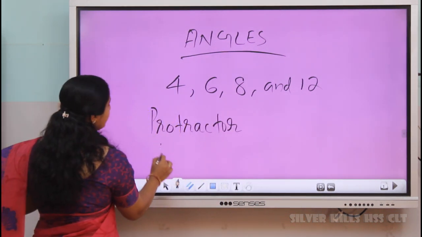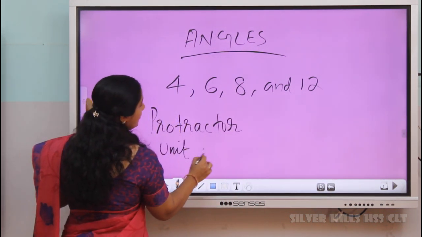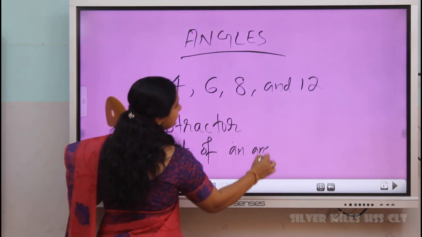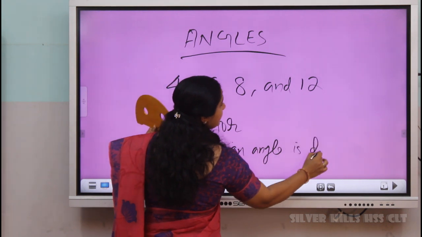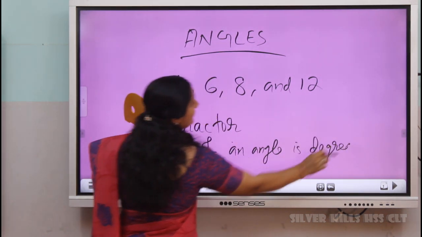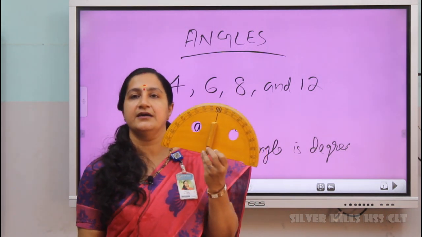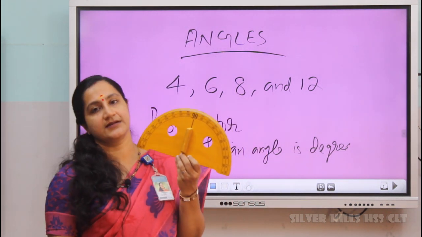So what is the unit of angle? It is degree. The unit of an angle is degree. Okay, 1 degree, 2 degree, 3 degree, etc.